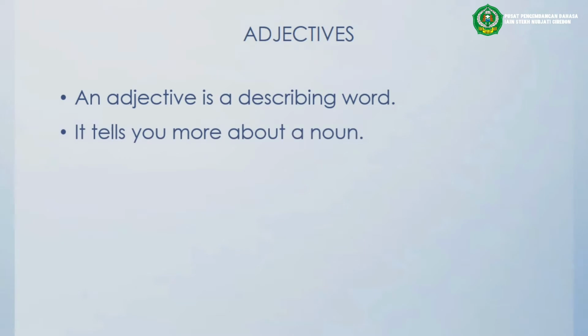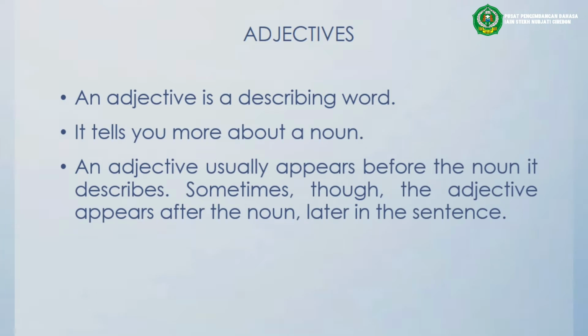So if you want to describe more about a noun, use an adjective. If you want to add more information for your noun, add an adjective. If you want to add more detail, add an adjective. You need to add the adjective in front of the noun, so it will be more descriptive. An adjective usually appears before the noun it describes, but sometimes the adjective appears after the noun later in a sentence.